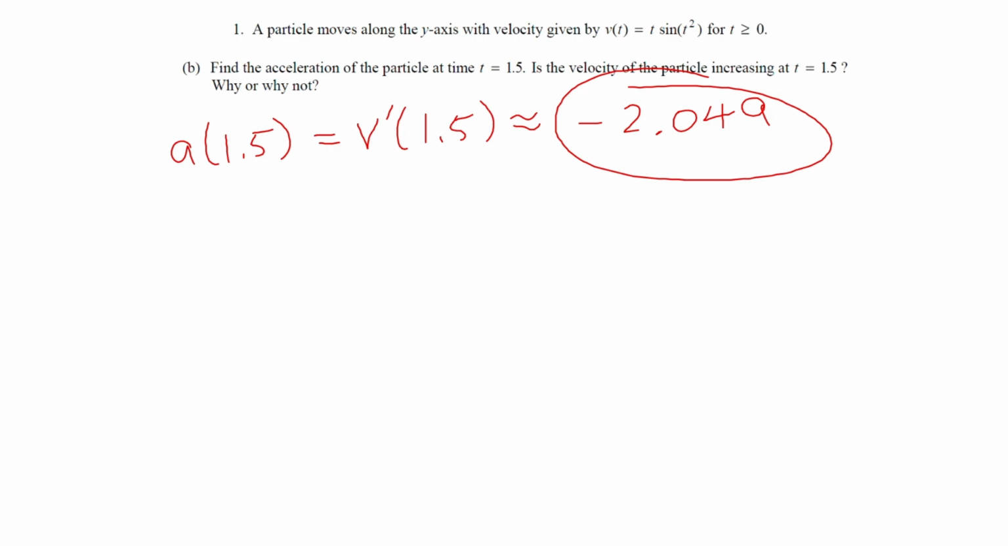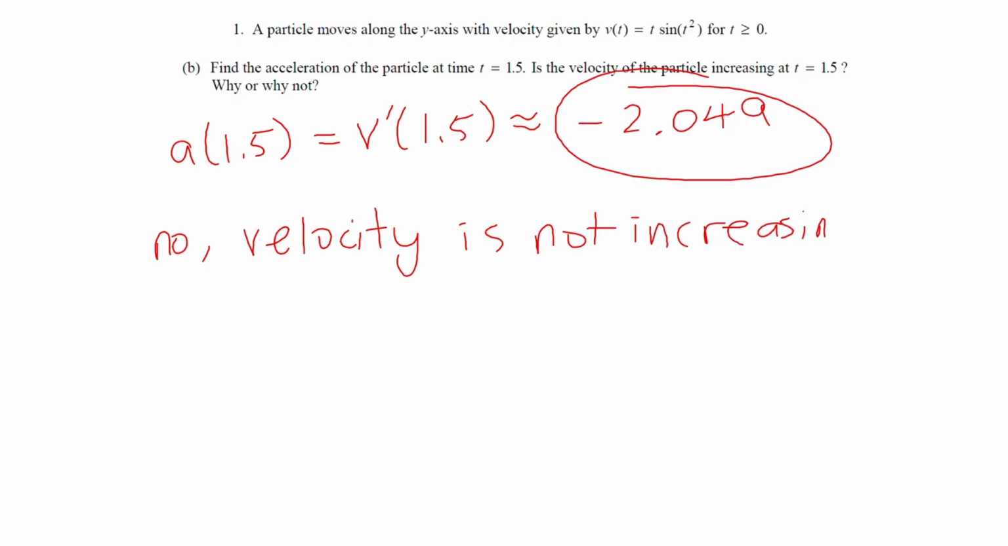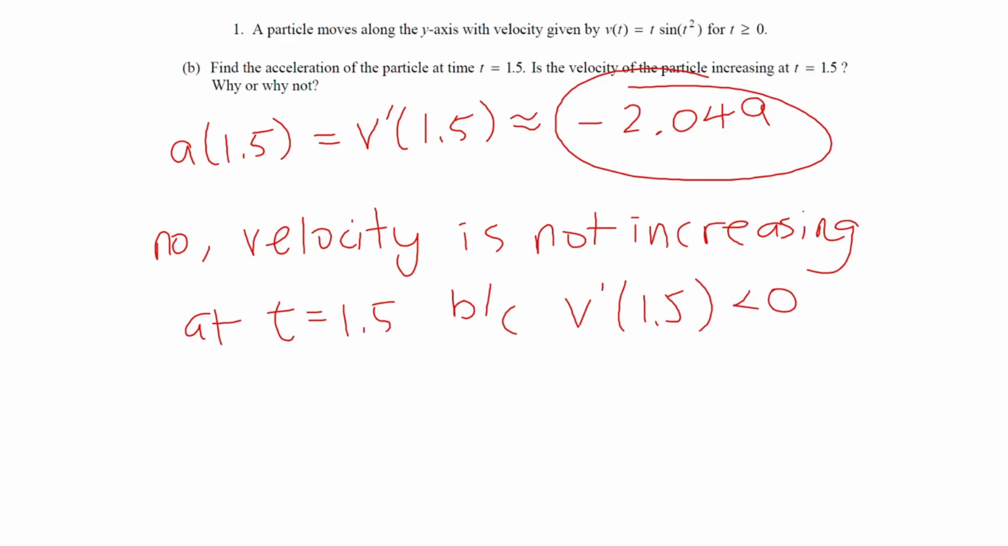And since the acceleration is negative, the velocity is going to be decreasing. So we'll say, no, the velocity is not increasing, because it asks, is it increasing? So the answer is going to be no, it is not increasing at t equals 1.5 because v prime of 1.5 is less than 0. And you get 2 points for that, one for the value, which they did ask you for, and one for the answer with the reason.